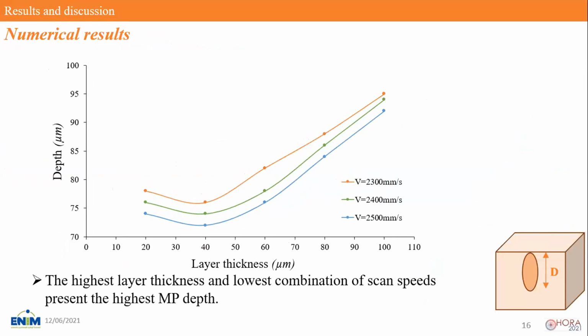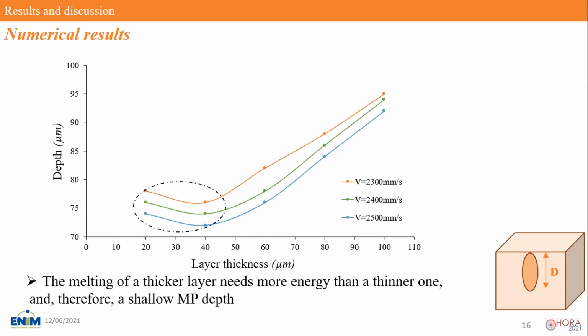This figure highlights the effect of layer thickness on melt pool depth. We see that the highest layer thickness and lowest scan speed combination present the highest melt pool depth. The melt pool depth shows a relatively lower value at the 14 micrometer layer thickness in comparison with the value at the 20 micrometer layer thickness. This trend is present for all levels of the investigated scan speed for thickness between 20 and 14 micrometer.